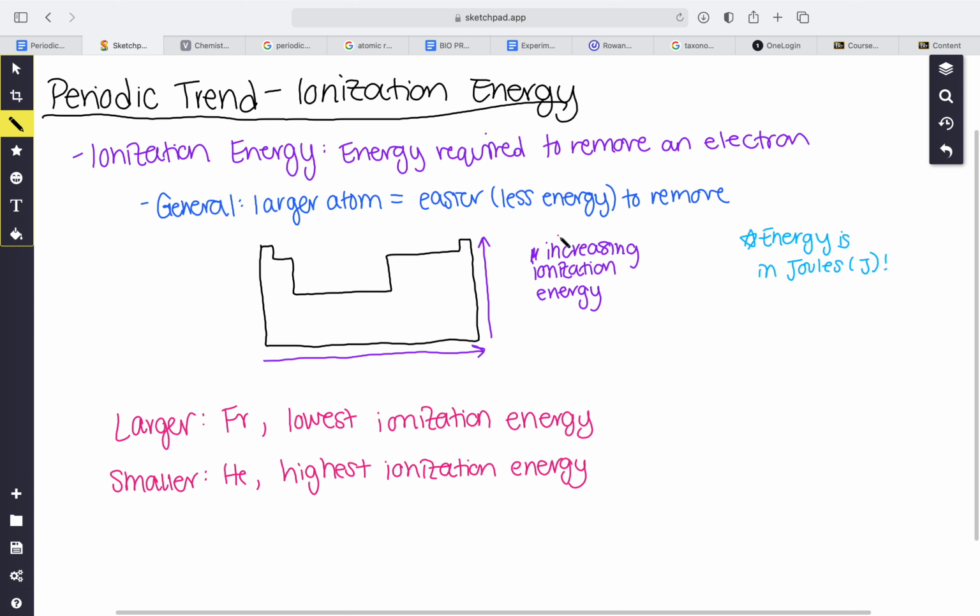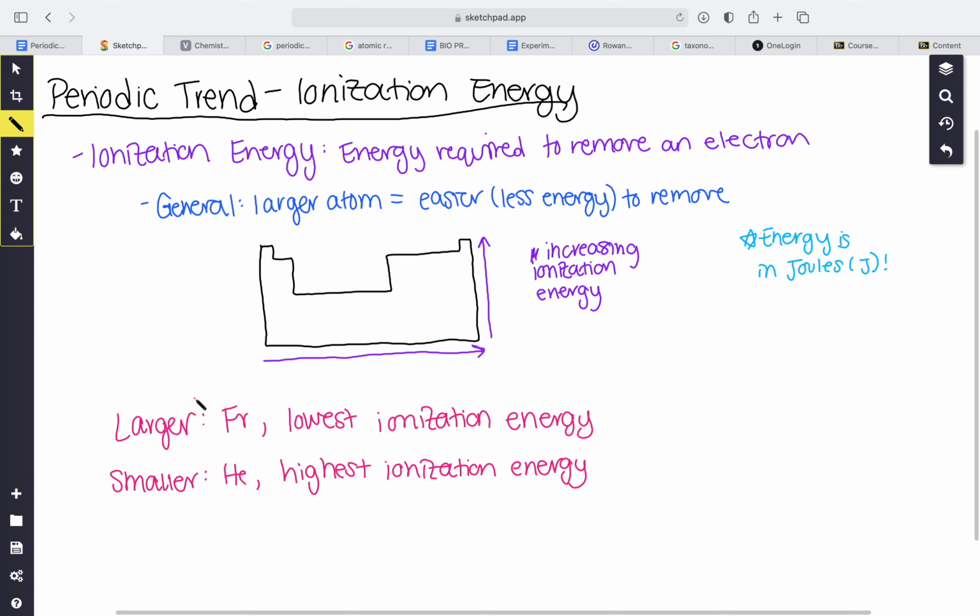So I have the general trend here where purple is showing where the ionization energy is increasing. As you move across, you're getting increasing ionization energy, and that's due to more protons, so the electrons are closer. And then as you move up, the ionization energy also increases because you're removing energy levels as you go up, meaning that the atom becomes smaller. I also have written here that energy is in joules. If you look at a chart, it might say kilojoules, megajoules, whatever. Energy is always in joules, so that's what you'll commonly see.